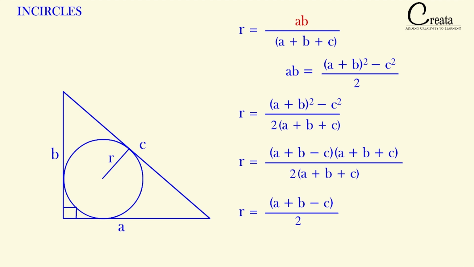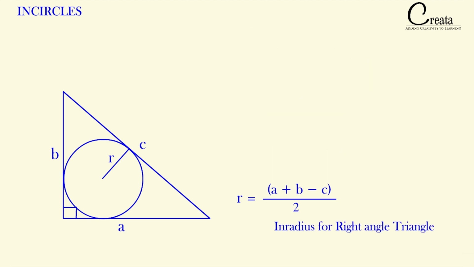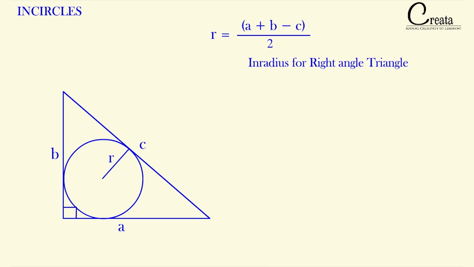Okay, this is the formula of inradius for a right angle triangle, that is (A + B − C)/2. That is, the sum of the two legs of the triangle minus the hypotenuse, upon 2. This is a special case of inradius in a right angle triangle.